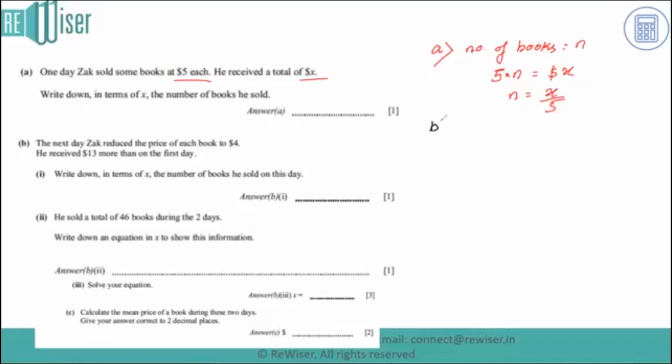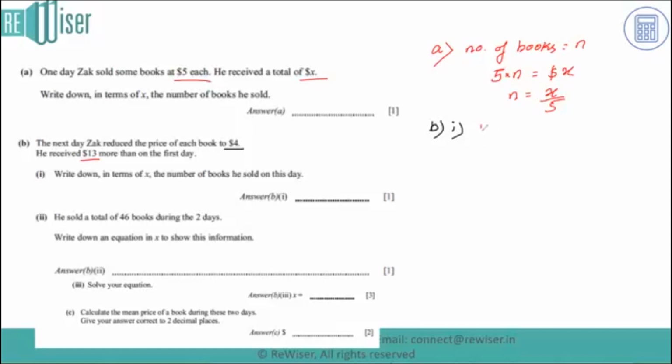Next, for part B, part 1, we are talking about the next day, Zach reduced the price of each book to $4. So right now it's $4. He received $13 more than the first day. So write down in terms of X the number of books sold on this particular day. Here, N represents the number of books that he sold, and he had received X dollars. So right now he received $13 more.